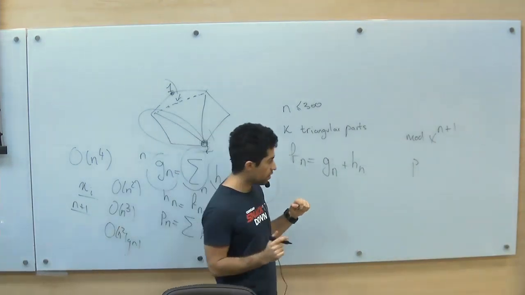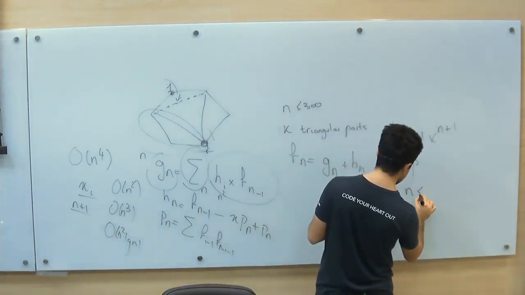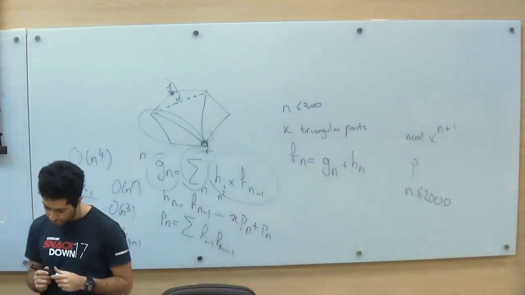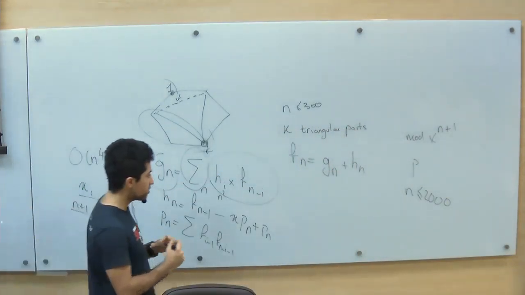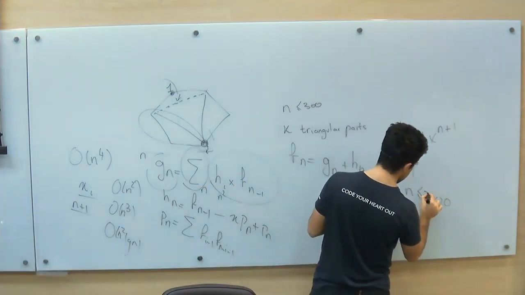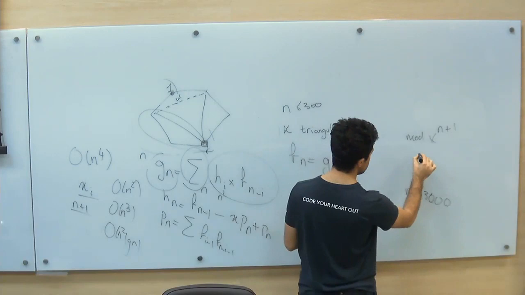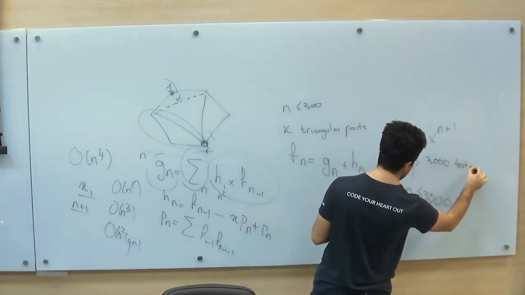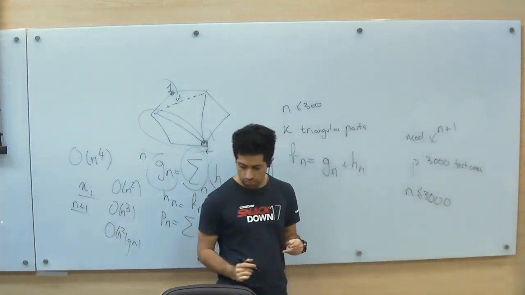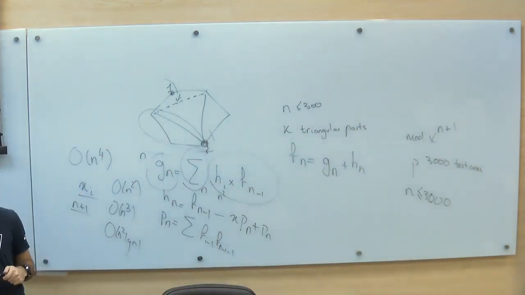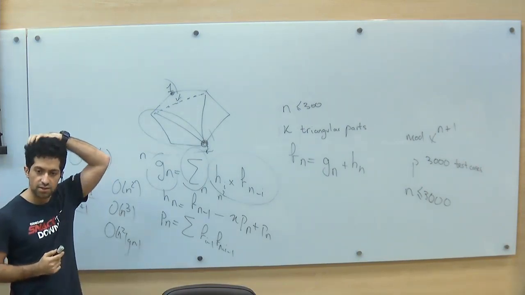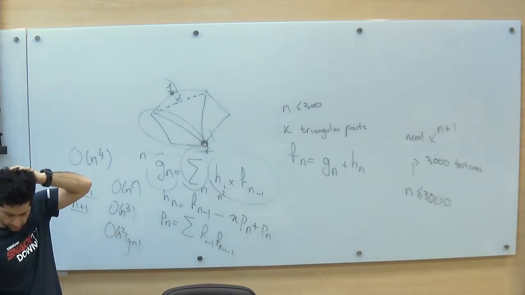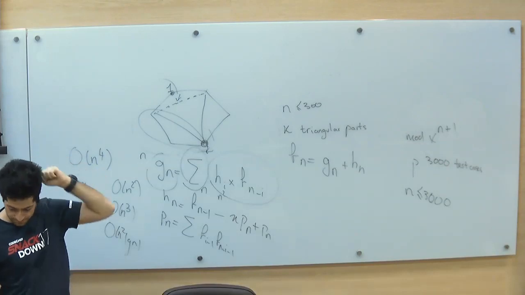And also, we know that n is less than or equal to 3,000. The problem also said that we have at most 3,000 test cases. But for all of them, the modulo is fixed. You can think about solving this problem.